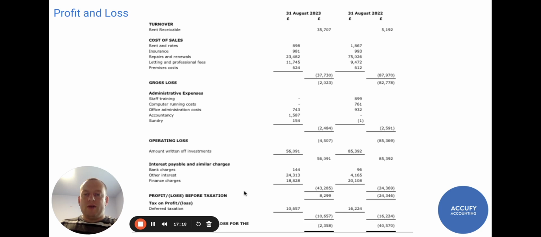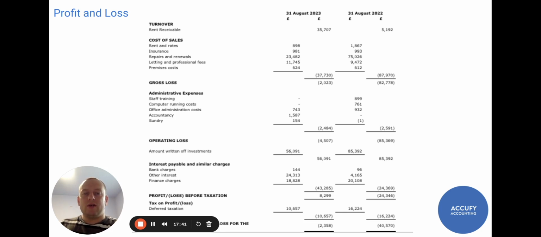We've got below there then tax. So it might be that if there was a requirement to pay corporation tax, that would be included there. In this case, there's not. That'll make more sense when I come to the computation. But there is a deferred taxation figure that's being calculated, linking back to those property revaluations.